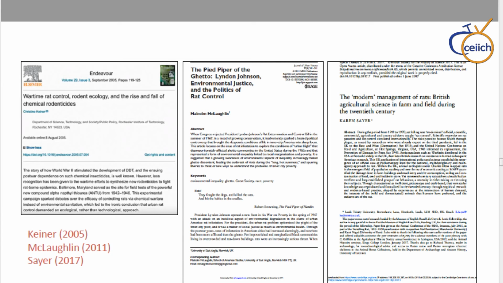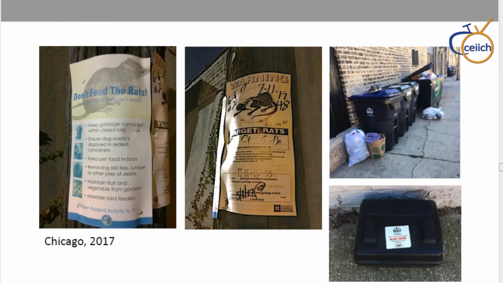Since Lyndon Baines Johnson, it's interesting how if you look at what happened since that Rat Bill of 1967, it turns out that the federal government retracted a lot of its funding of these efforts to control rats, and the responsibility then fell to municipalities. So it was really up to city, local government to take care of the rat problems within their cities. In Chicago, you can see signs of this on the streets of what the city is doing.